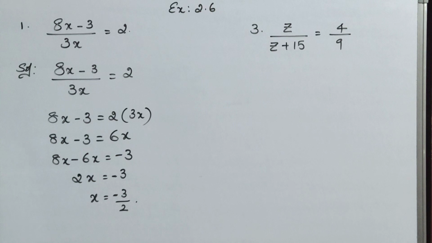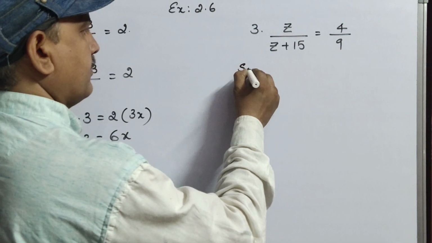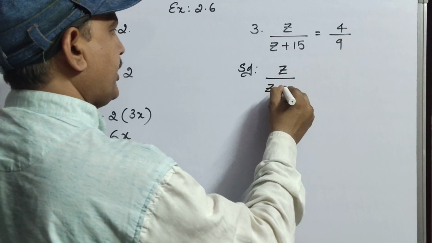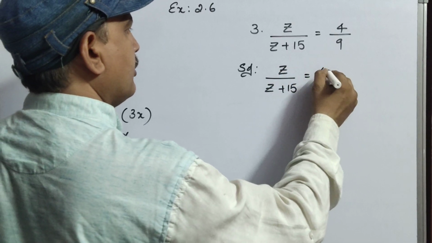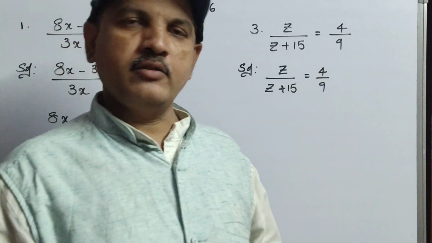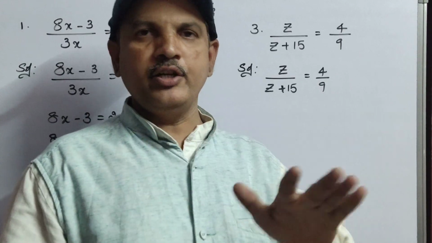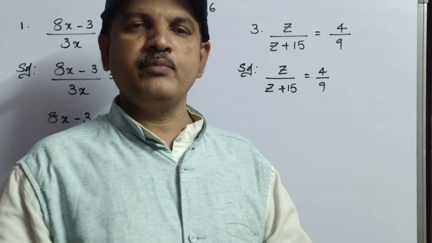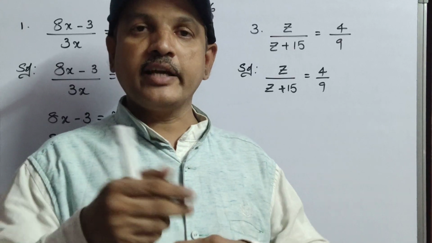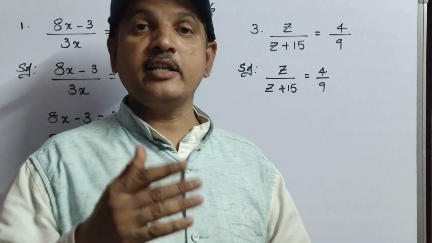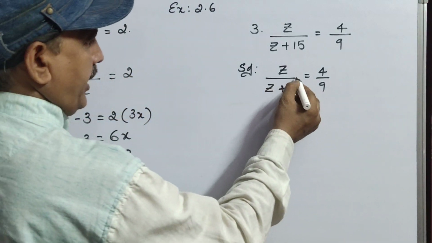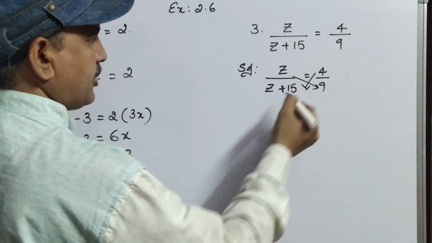Coming to the third question, children. See here. Z by Z plus 15. First all of you listen to the full video. Then the second time, listen and write. Then it is a benefit for you. Then you will get the steps thoroughly, and it becomes a habit also. Is it clear? Next. Now again here you can do cross multiplication.